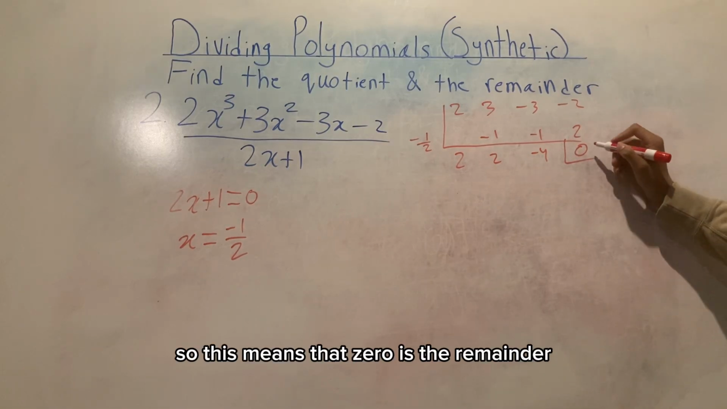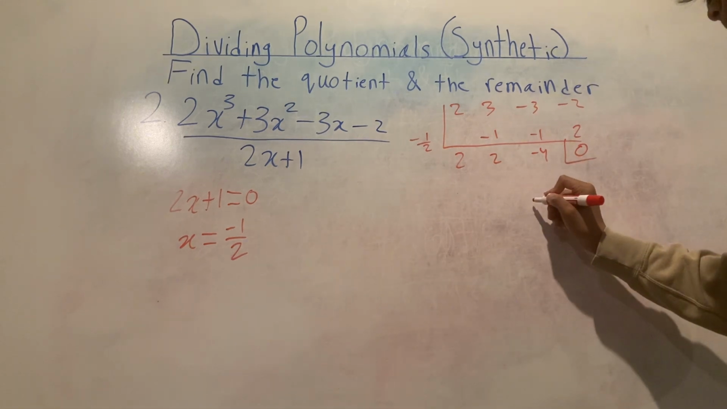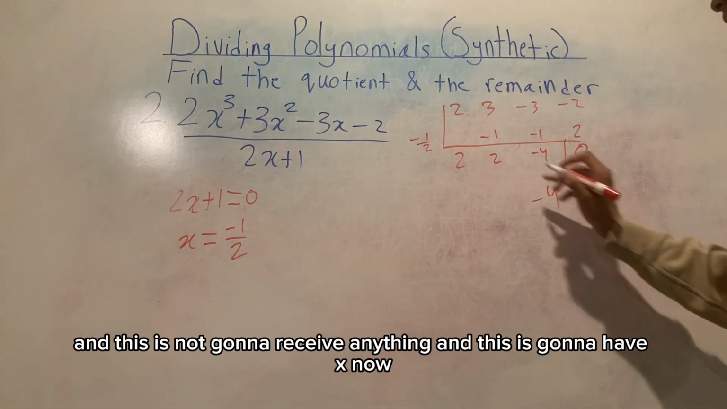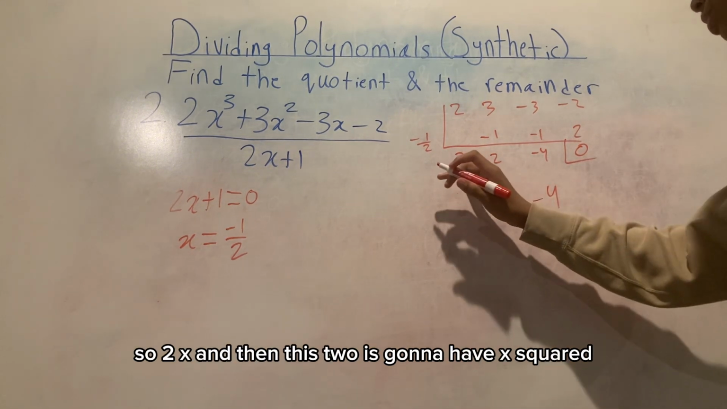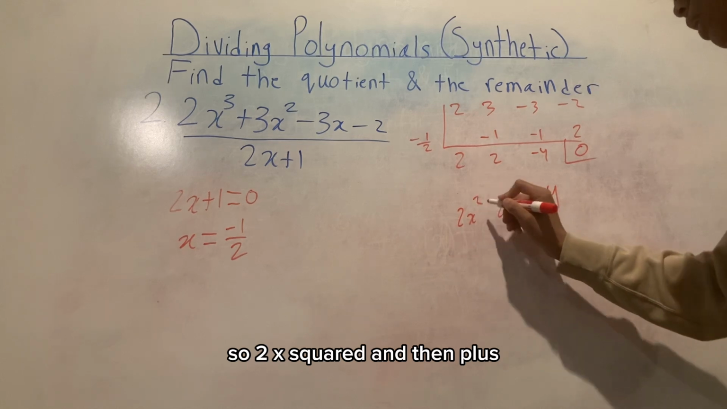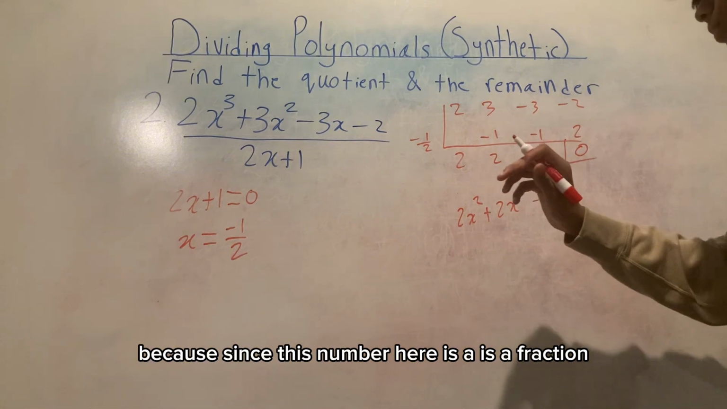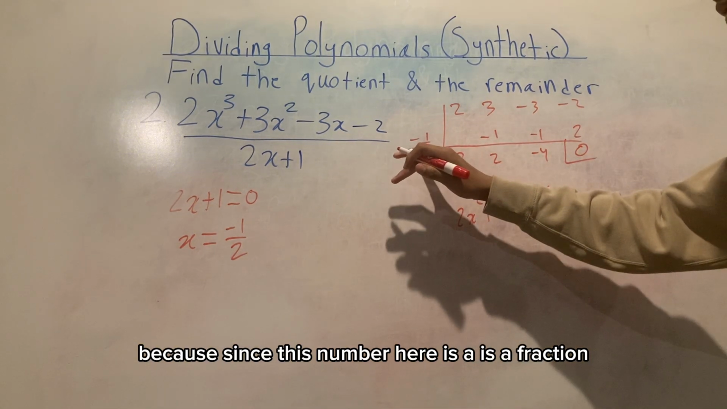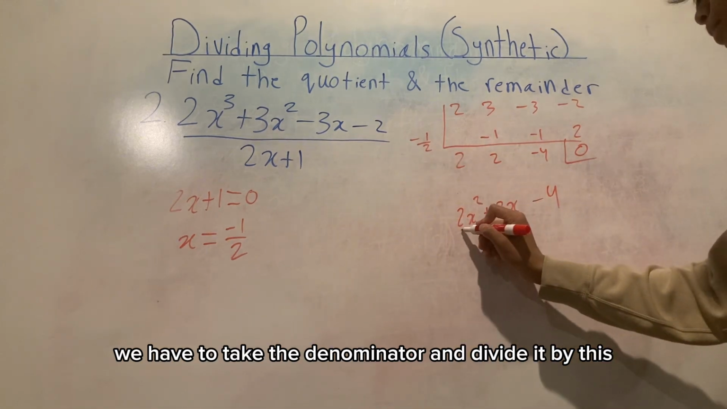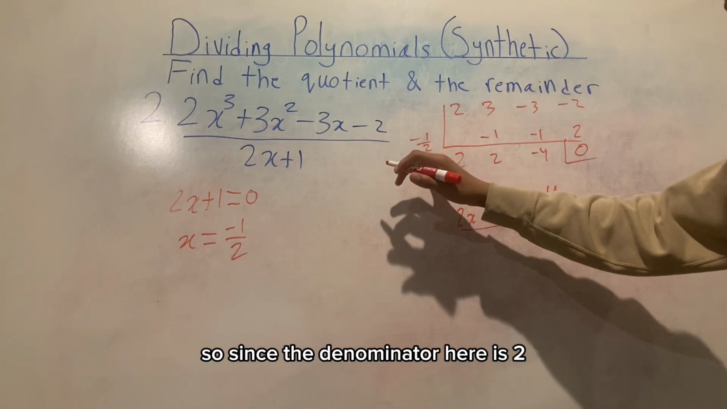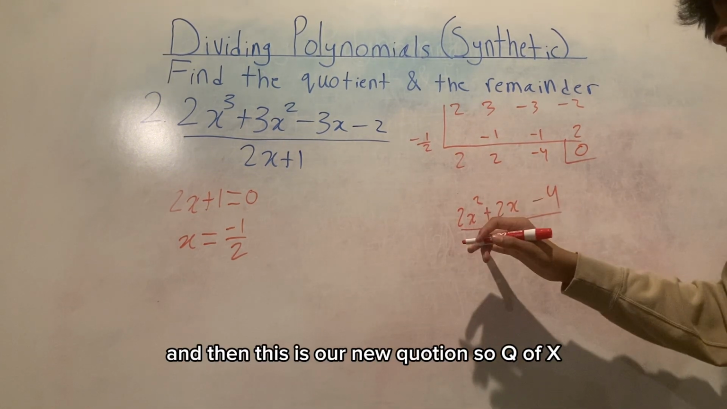This means that 0 is the remainder, and this is going to be our quotient. So we have negative 4, and this is not going to receive anything, and this is going to have x now, so 2x, and then this 2 is going to have x squared, so 2x squared. But this is not our quotient yet, because this number here is a fraction and not a whole number, so we have to take the denominator and divide by it. Since the denominator here is 2, we take that 2 and bring it here, and then this is our new quotient.